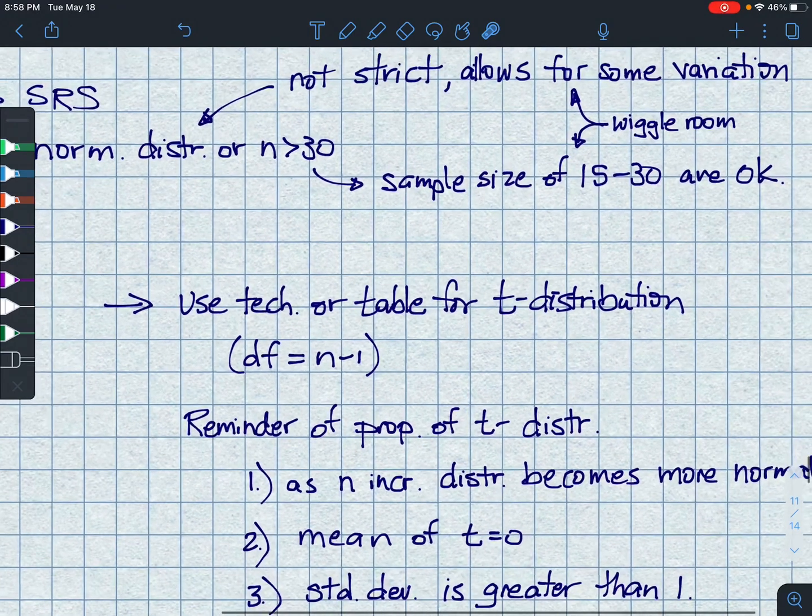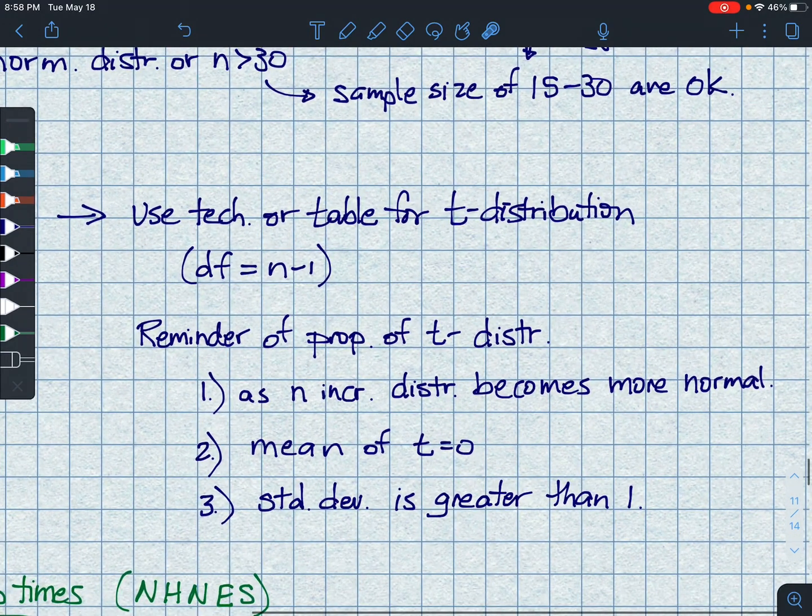We're going to use technology a lot in this particular example. You can use a table. It gets a little bit trickier. Normally we're going to use technology for the p-value, the test statistic, or you're going to use the table for the critical values. Don't forget degrees of freedom is n minus 1 when we do this. And a few reminders of that distribution known as the t distribution.